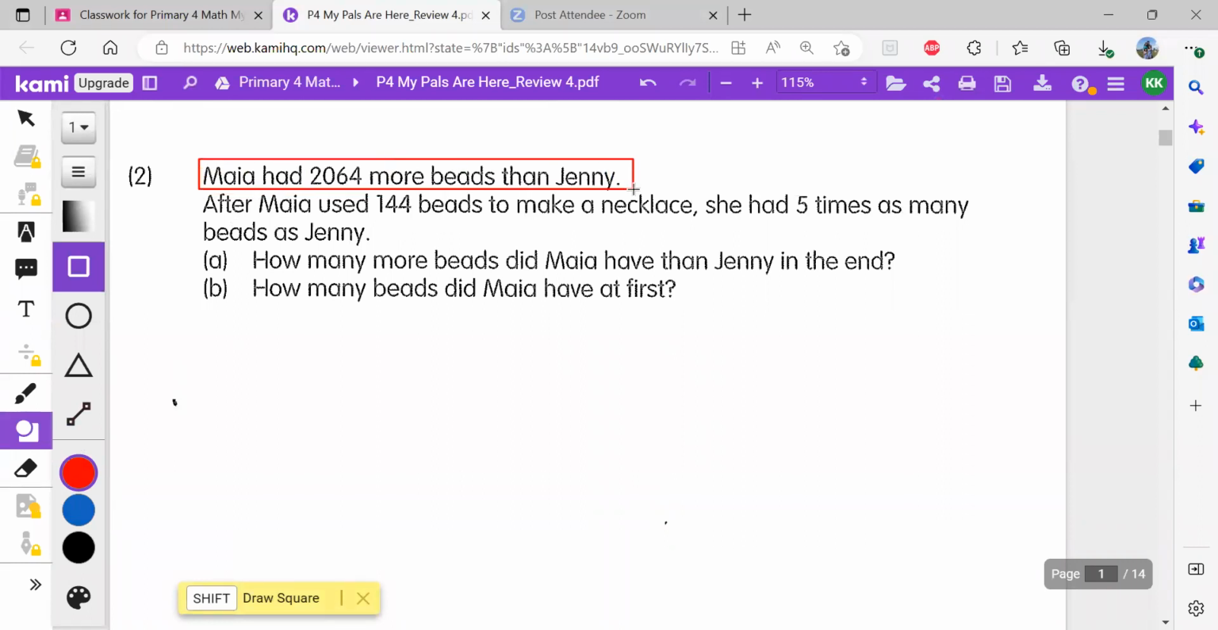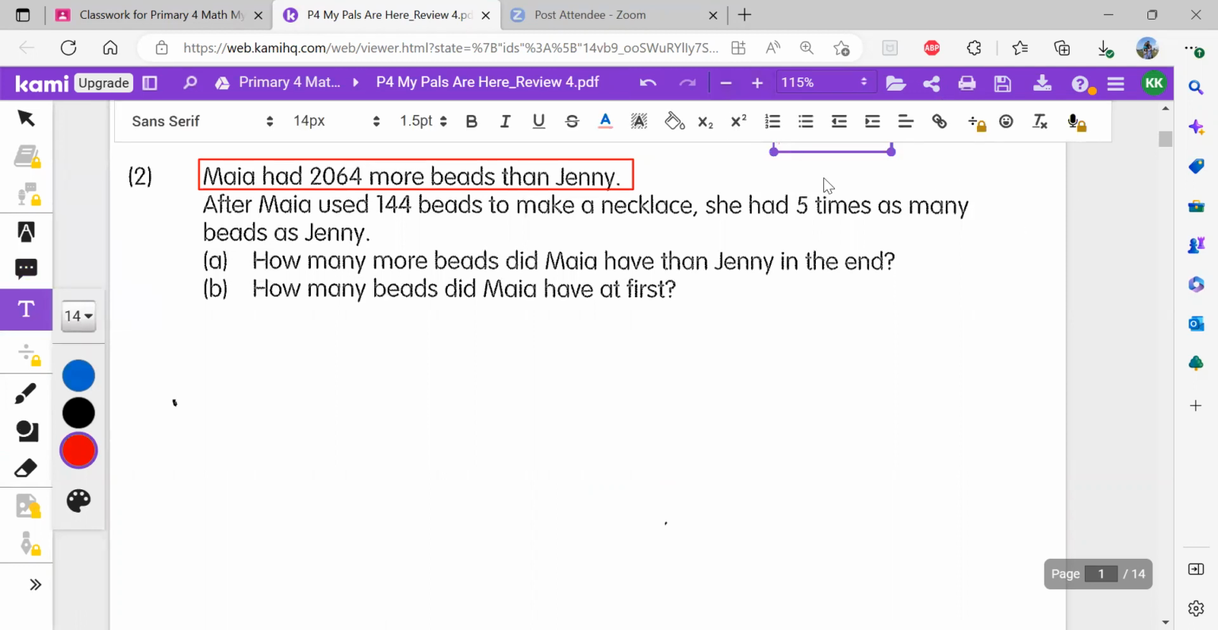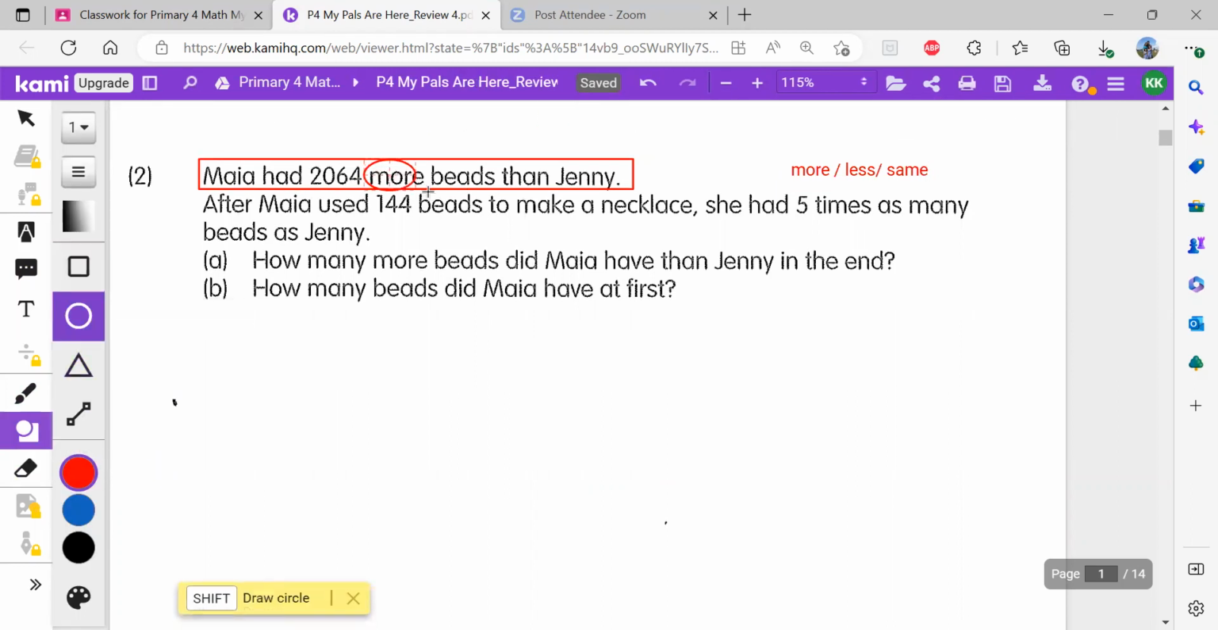Maya had 2,064 more beads than Jenny. Should I start drawing from this sentence? The answer is yes, we can. Why? Because remember, we want to start drawing from the sentence that shows us comparison. From the sentence, I should know who has more, who has less, or if they have the same amount of beads. Which word tells me that? This word, more. So Maya has more.